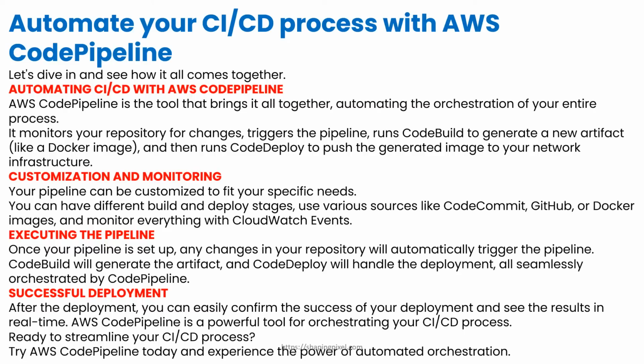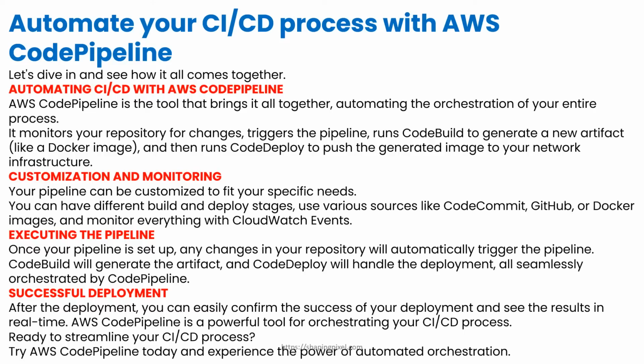Your pipeline can be customized to fit your specific needs. You can have different build and deploy stages using various sources like CodeCommit, GitHub, or Docker images, and monitor everything with CloudWatch events. Once your pipeline is set up, any changes in your repository will automatically trigger the pipeline. CodeBuild will generate the artifact, and CodeDeploy will handle the deployment, all seamlessly orchestrated by CodePipeline. After the deployment, you can easily confirm the success of your deployment and see the results in real time.